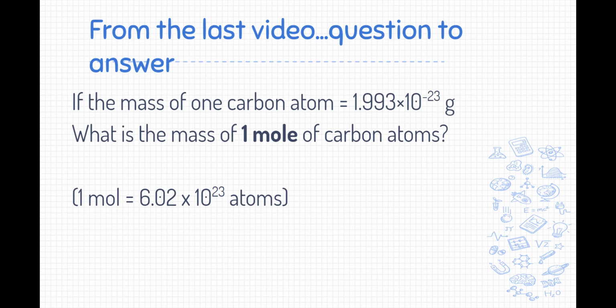Okay, so now that we've had that refresher, let's go back to the question I posed in the last video, where I asked, if the mass of one carbon atom is equal to 1.993 times 10 to the negative 23 grams, what is the mass of 1 mole of carbon atoms? Remembering that 1 mole is equal to 6.02 times 10 to the 23 atoms. Let's flip over to the whiteboard and solve that problem and see what we get.